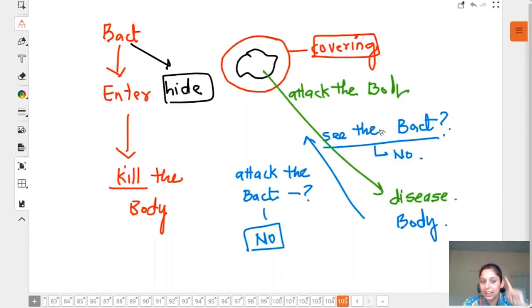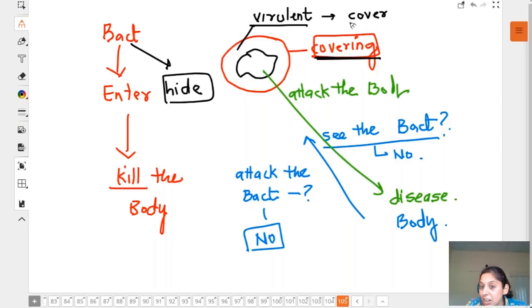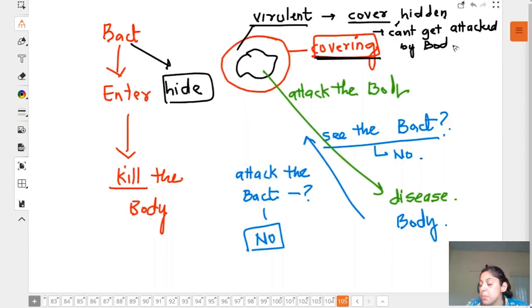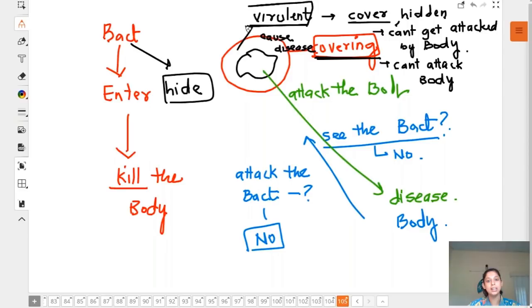So can I call a bacteria which has a covering a virulent bacteria? Very, very important. The virulent bacteria has a cover because it is hidden, so it can't get attacked by the body, because a protective cover is there. But it can attack the body. Therefore, it can cause disease. It can cause disease because it can attack the body. I call it virulent. Is this clear?